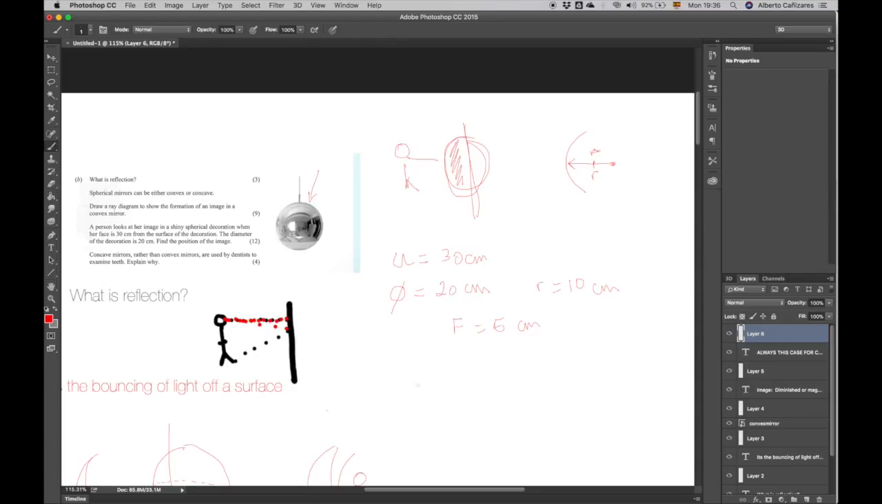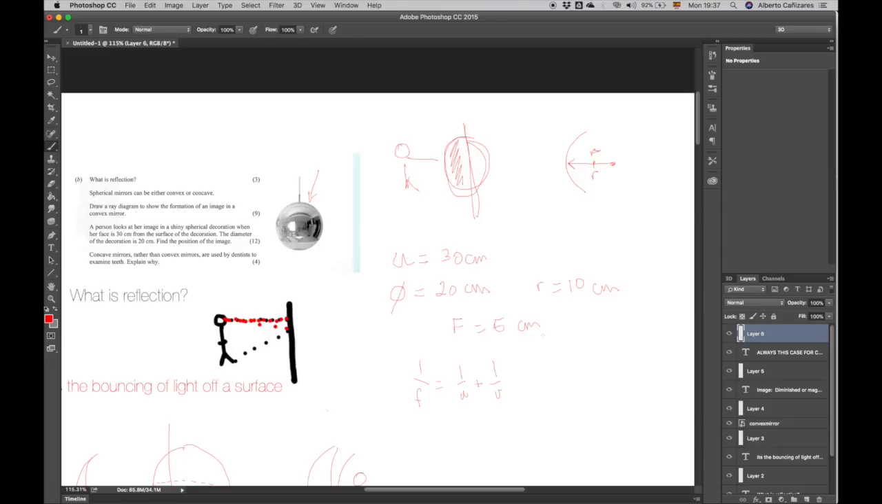Okay, well, if you've looked at your physics book, it will give you a few formulas, one being 1 over F equals 1 over U plus 1 over V, right? And so what this means is F is the focal length, U is the distance of the object to the mirror, and V is the distance from the image to the mirror.